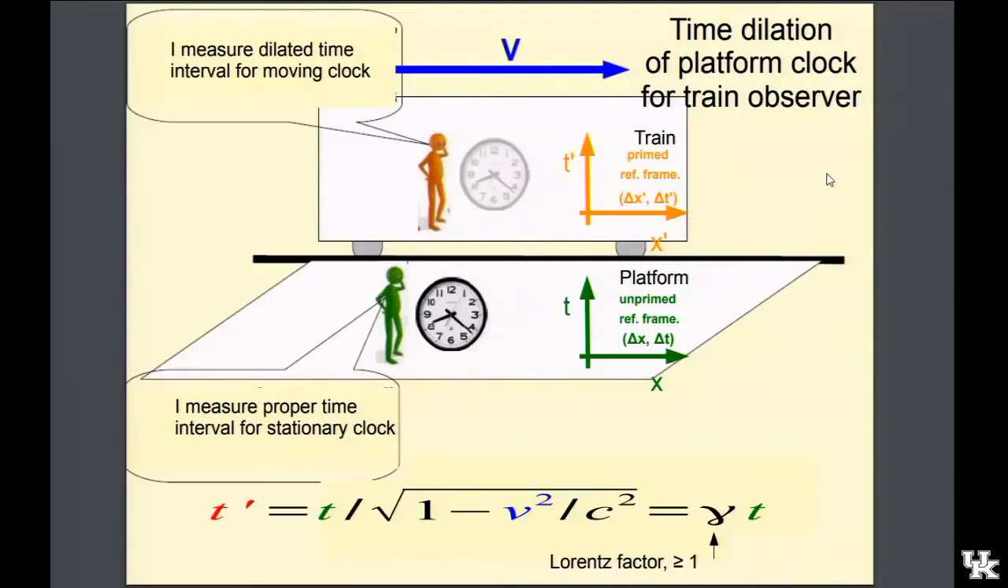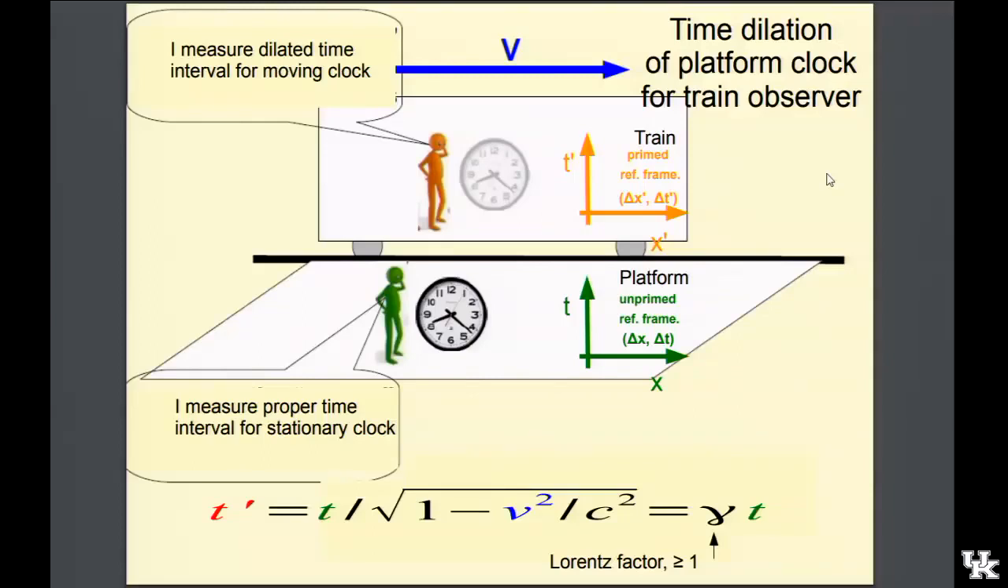Upstairs here, this big blue v is the speed or the velocity. The train in this picture is moving from left to right at speed v through the platform. So this is a picture from the perspective of the observer on the platform. The observer on the platform is at rest in this, the platform is at rest, and the observer on the train is moving in this slide with velocity v. Okay, so what's time dilation?